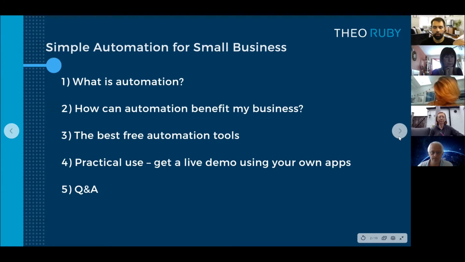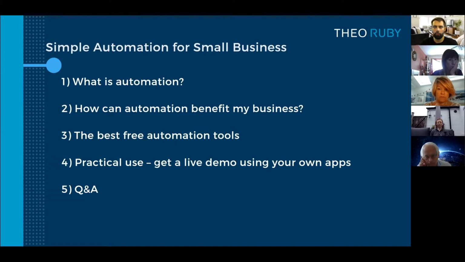The five things we're going to look at are what is automation, how it can benefit your business, three of my favorite tools I'd recommend you start by looking at, and then some practical use. If one of you would be happy, we can go through a challenge you've got, and I can show you how you can use Zapier or Integromat to overcome that challenge. Whether it's getting a list of all of your clients or automating a part of your admin that takes up a lot of time.